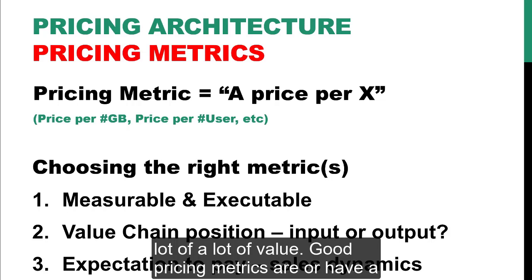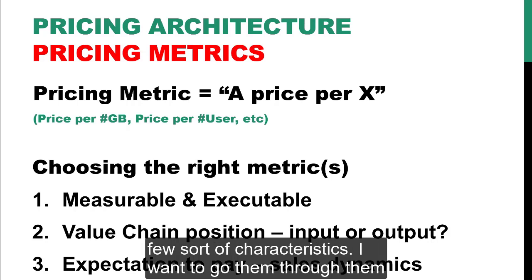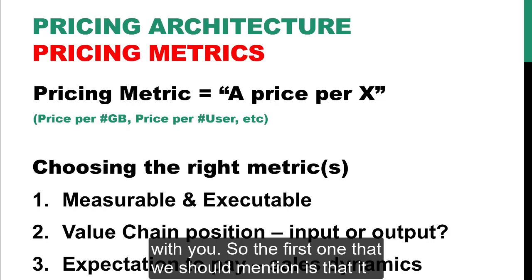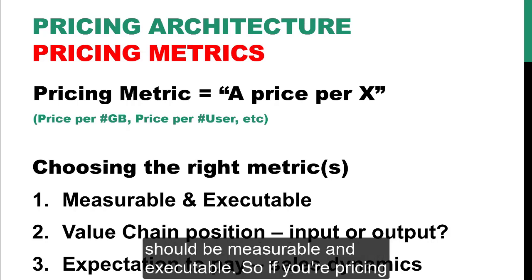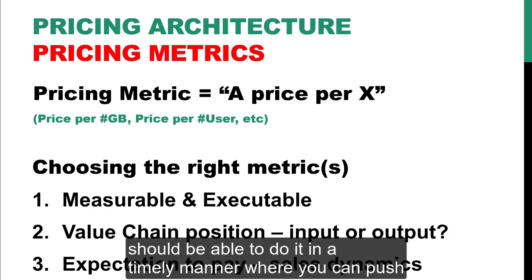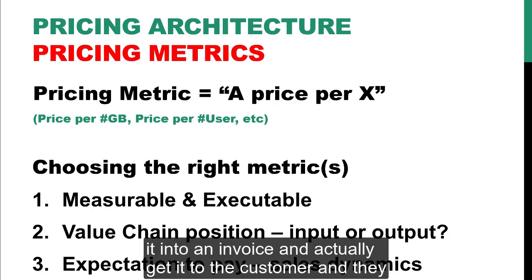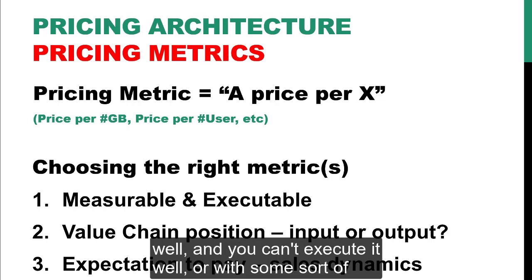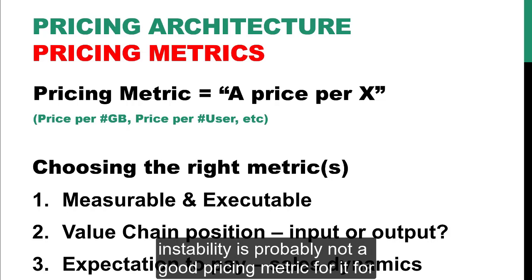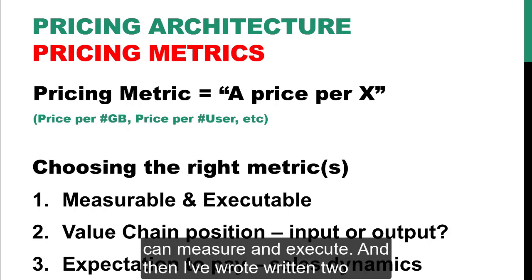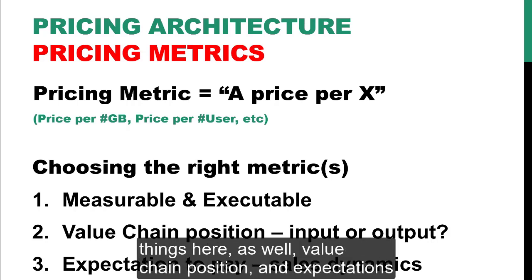Good pricing metrics have a few characteristics. I want to go through them with you now. So the first one that we should mention is that it should be measurable and executable. So if you're pricing per API call, you should be able to measure the API calls, and you should be able to do it in a timely manner where you can push it into an invoice and actually get it to the customer and they get to audit it, and so on and so forth. If you can't measure it well and you can't execute it well, or with some sort of instability, it's probably not a good pricing metric for you, and you should sort of default to something that you can measure and execute. And then I've written two things here as well: value chain position and expectation to pay.